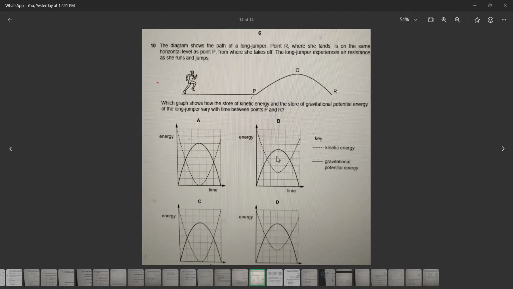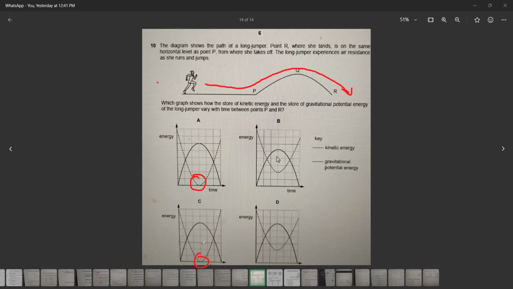Which graph shows how the stored kinetic energy and gravitational potential energy vary from point P to R, P to Q then to R? So the long jumper is always moving, because when jumping she is always moving, so kinetic energy cannot be zero. The dotted line is representing kinetic energy, so kinetic energy cannot be zero at any point. That is the first thing. Even at Q it is not zero, because it is continuously moving.